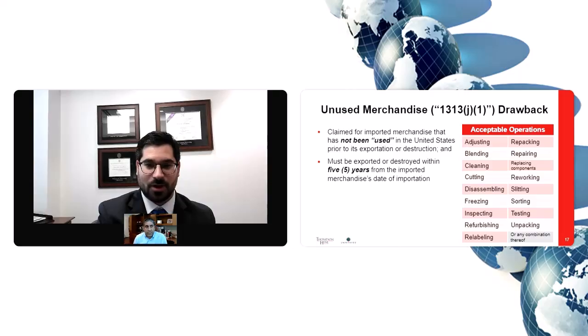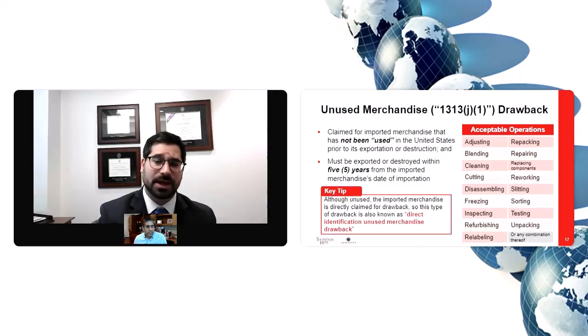And to be clear, although this unused merchandise is not directly used in the manufacturing of an article, because we are looking at it directly, that is the direct claim for the drawback. This type of drawback is also known as direct identification unused merchandise drawback. It's kind of a mouthful. It's a lot easier to say 1313J1 drawback for sure.